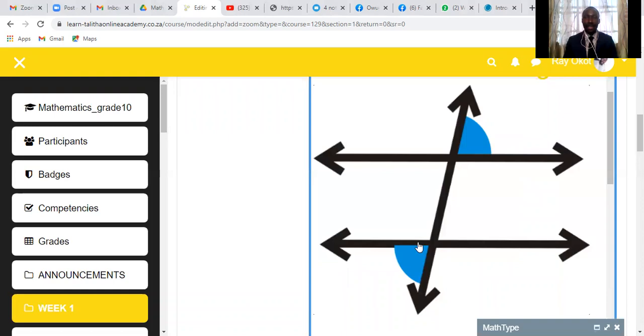This one leads us to the end of this lesson. Please get ready, as I will be preparing for you an activity to do in relation to this concept of alternate exterior angles.